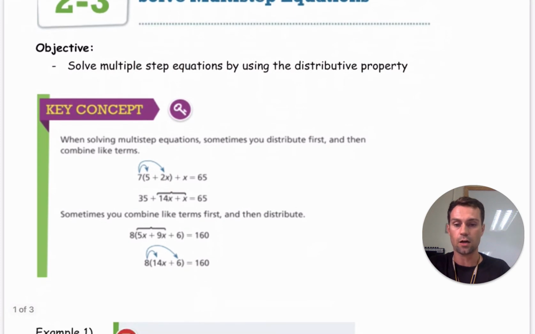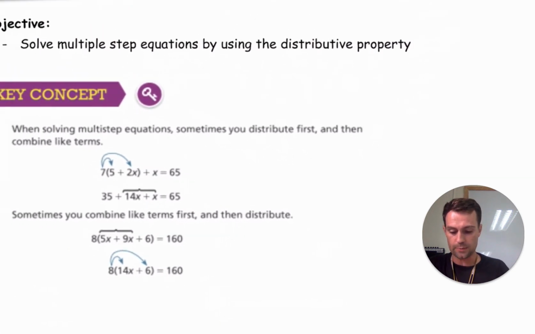So here's our key concept for today. We're going to solve multiple step equations. Sometimes you distribute first, then you combine like terms. So what we're doing here is distributing. The operation between 7 and the parentheses here is multiplication, so we are distributing this 7 to each part. You could rewrite this as 7 times 5 plus 7 times 2x plus x equals 65.